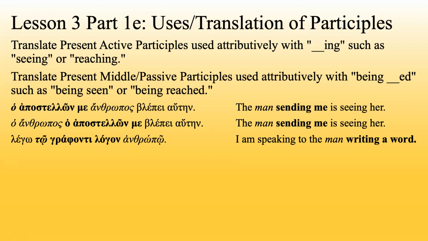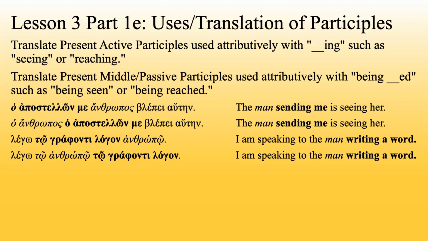I'm speaking to the writing a word man. Now, if I stuck it at the beginning of the sentence, this would make it entirely wrong. Writing a word, I am speaking to the man. Now writing a word is describing I, and that is incorrect. We can tell because in Greek it's in the dative case, it's describing man. So it has to go somewhere close to man so we can make sure that it's describing man in English, since we don't have cases in English.